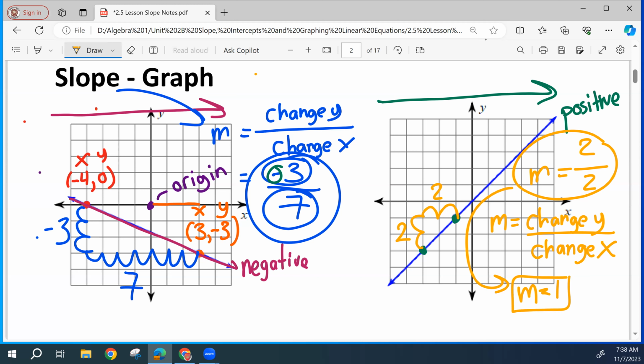My slope is 1. That means every time I go up 1 to the right 1, I'm back on my line. Up 1 to the right 1. Forever and ever and ever. If I go up 1 space to the right 1 space, I'll be back on my line.